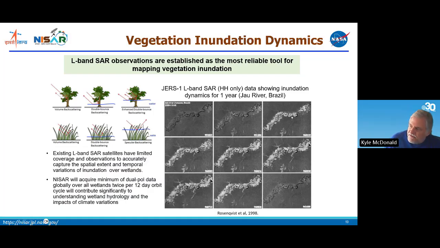This is a sequence of images acquired by the Japanese JERS satellite many years ago. This is one of the early L-band radars, I think the first free-flying radar at L-band that was provided. But you're looking at a river here in Brazil that is going through minimal inundation conditions and then going through an annual cycle of flood pulse that happens in the Amazon on an annual basis. We can measure very well these bright areas which associate with inundated vegetation. And this is all forested areas, so we're able to get a very clear delineation of the timing and extent of these sorts of inundation dynamics.